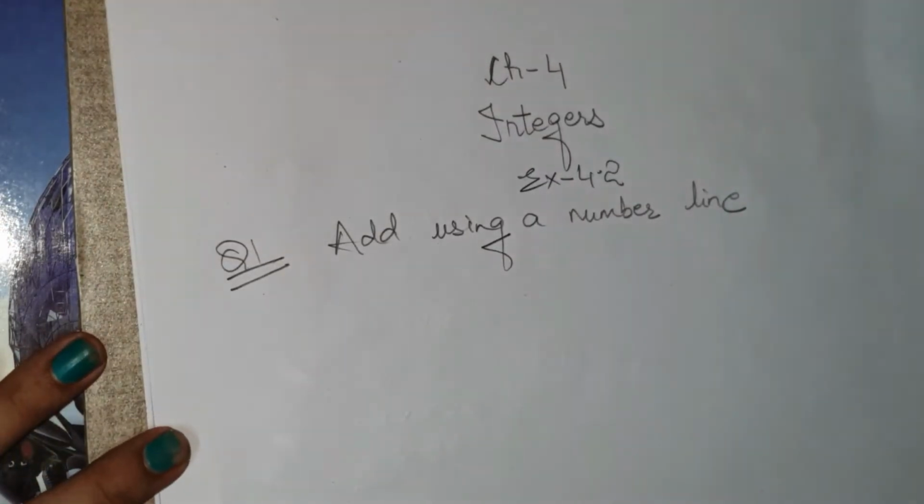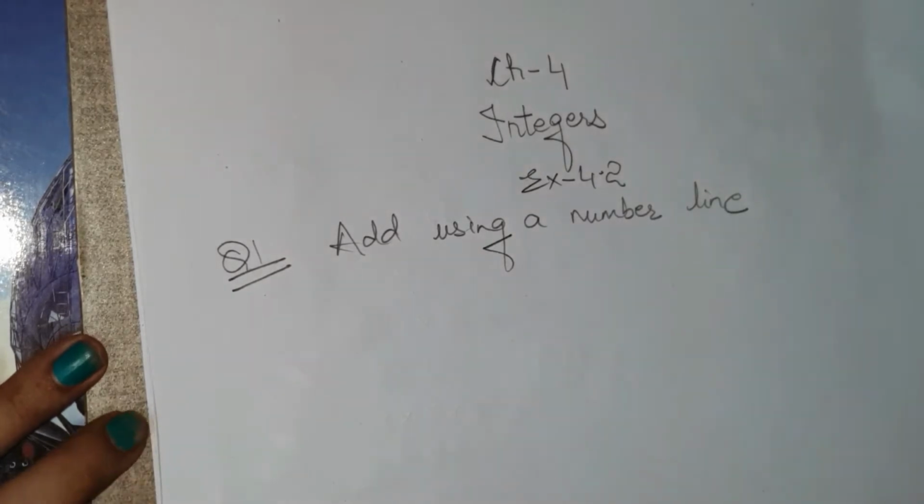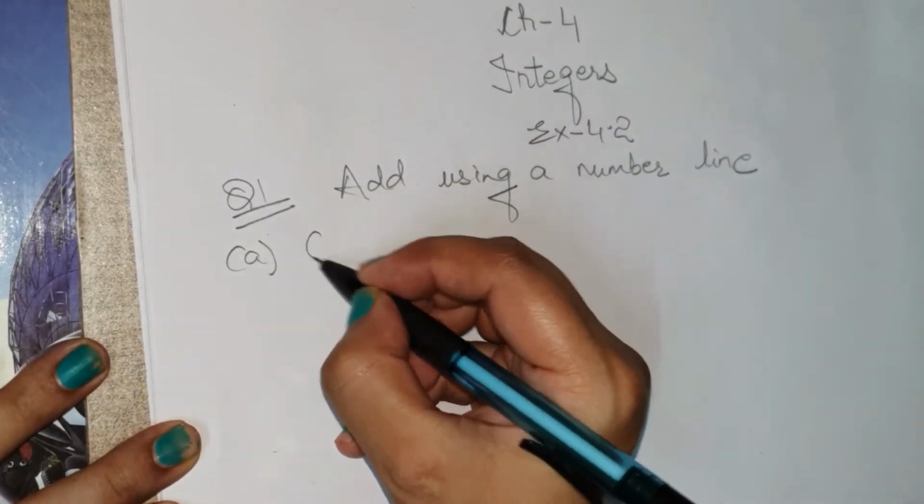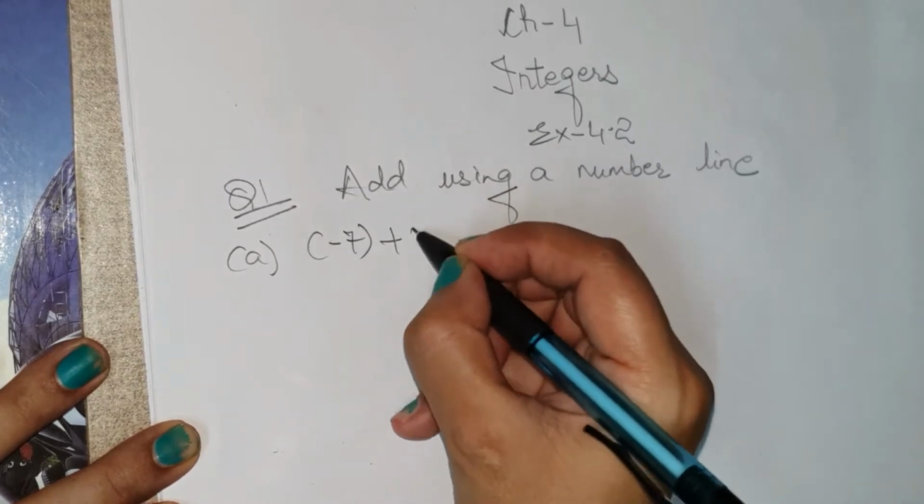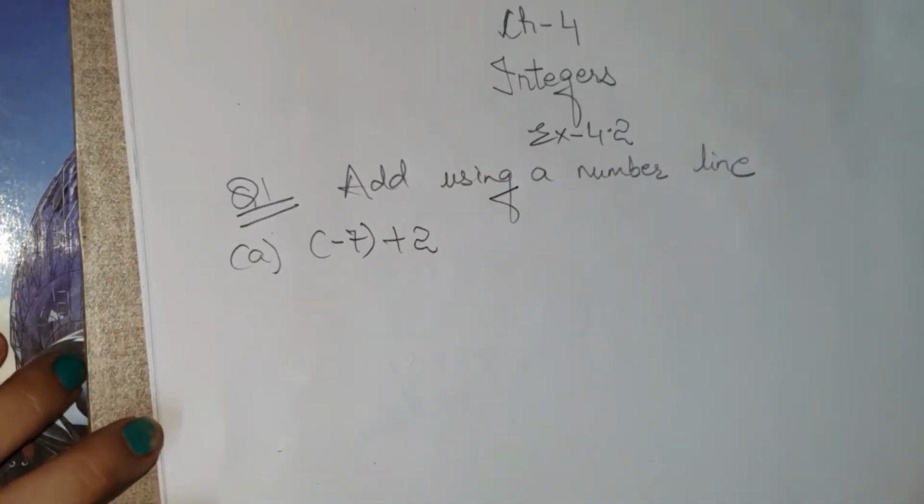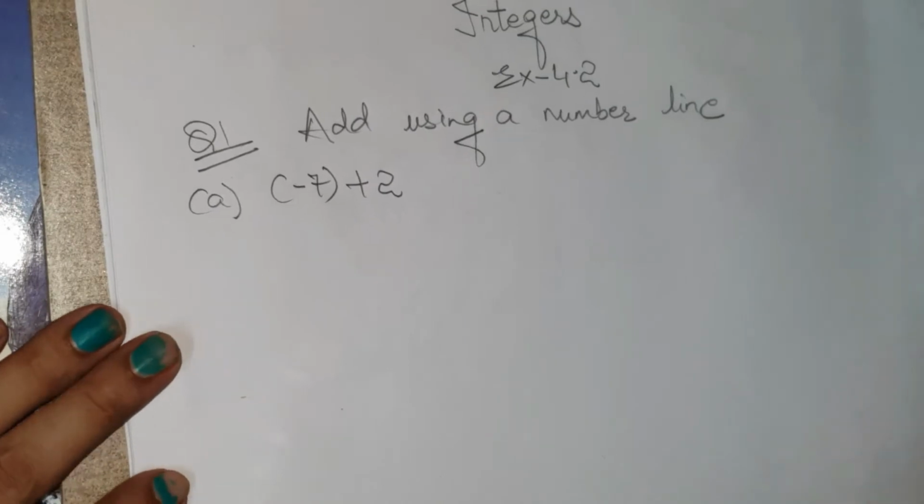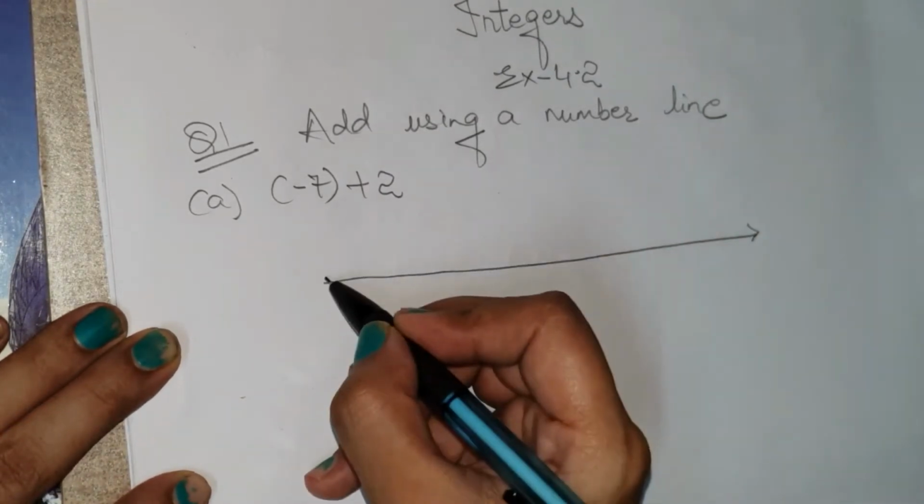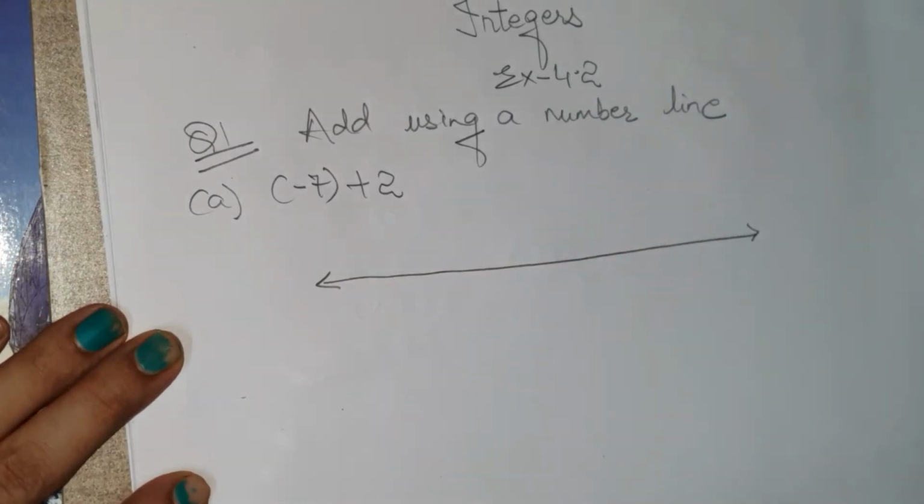So let's begin. How do we have to do it? Just see question number 1. Your part A is -7 plus 2. As it is given clearly in the question that we have to do it using a number line, first of all you have to draw the number line, right?